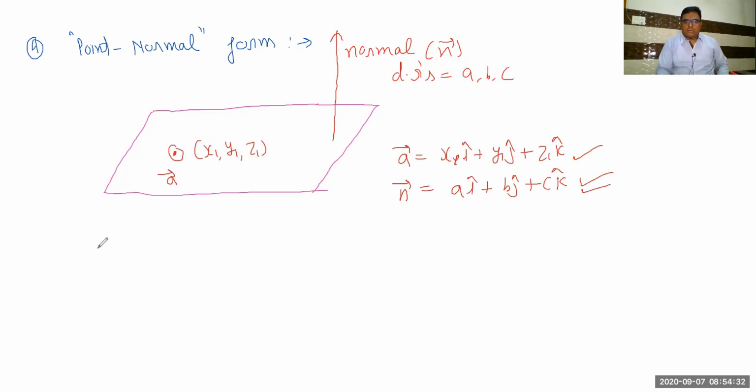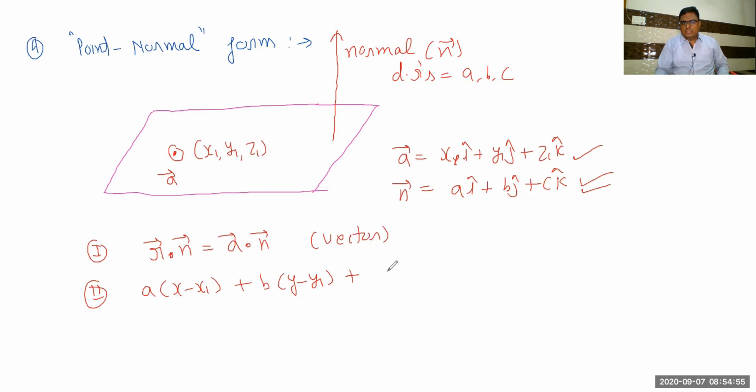Now, the main thing: what are the formulas? r vector dot n vector is equal to a vector dot n vector. This formula is in vector format. And if we talk about Cartesian form, then the formula is A into (x - x1) + B into (y - y1) + C into (z - z1) = 0. So by using this formula, you can find out the equation of a plane when a point is given to you and the normal vector is given to you.